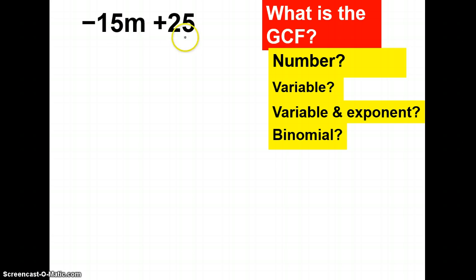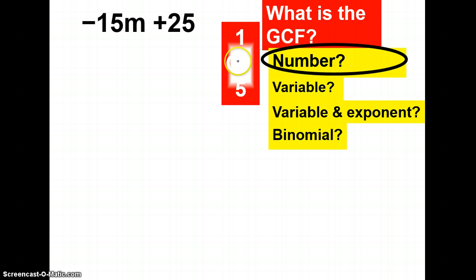How about here? Is it a number, a variable, and an exponent, or a binomial? A number. Which is the greatest common factor? 1 or 5? 5. Now, I didn't take out a negative out of both of these just because they both didn't share a negative.